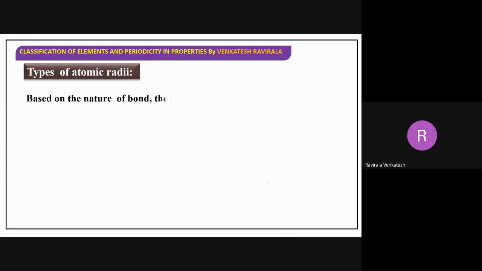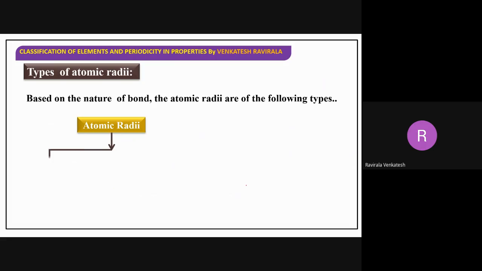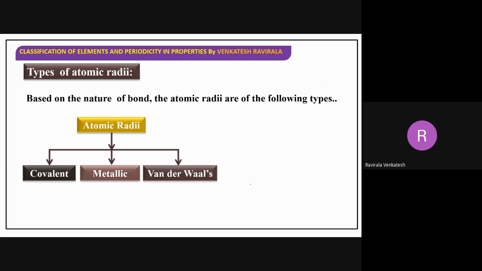Now, there are 3 types of atomic radius. One is called covalent, another is called metallic, and the last one is called Vanderwaals radius. So 3 types: covalent radii, metallic radii, and finally the third one is Vanderwaals radii. Correct? Right. Now let me see each one.